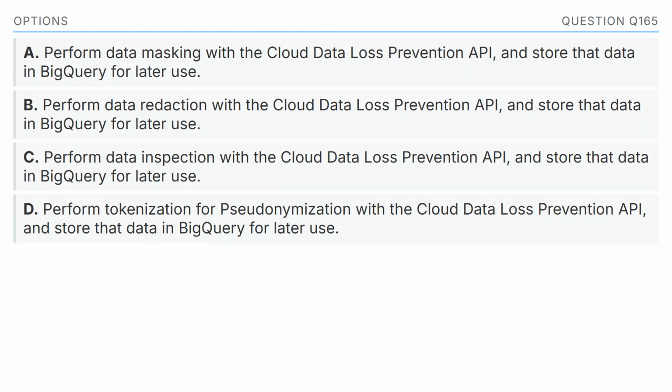The options are: Option A, perform data masking with the Cloud Data Loss Prevention API, and store the data in BigQuery for later use. Option B, perform data redaction with the Cloud Data Loss Prevention API, and store the data in BigQuery for later use. Option C, perform data inspection with the Cloud Data Loss Prevention API, and store the data in BigQuery for later use. Option D, perform tokenization for pseudonymization with the Cloud Data Loss Prevention API, and store the data in BigQuery for later use.